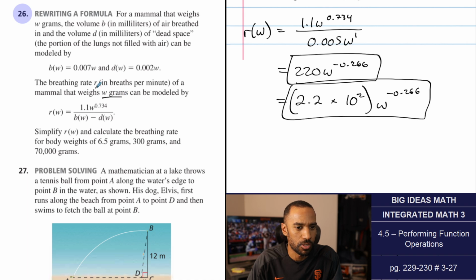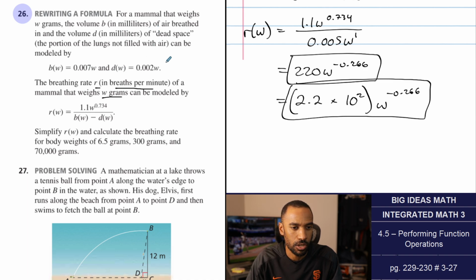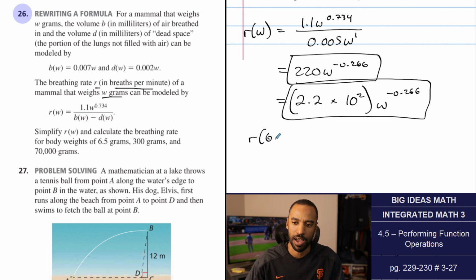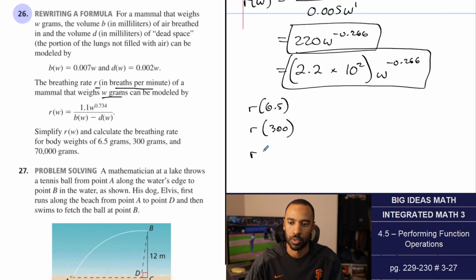So W's in grams, R's in breaths per minute, B and D are in milliliters, and they use W. So I think it's literally just a substitution here. We're going to be doing R of 6.5. Now I'm going to use the calculator for all of these. R of 300 and R of 70,000. Probably approximately equal to on all three of them, and I don't know what kinds of answers I expect. At this point, it's more just calculator usage.